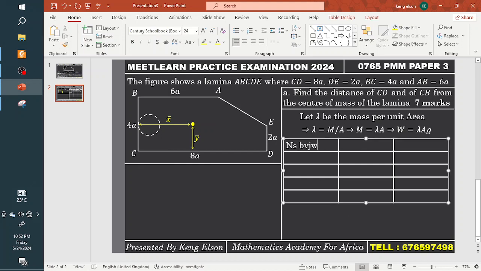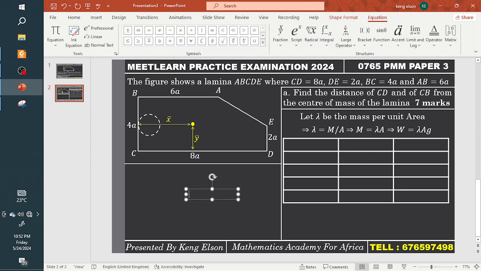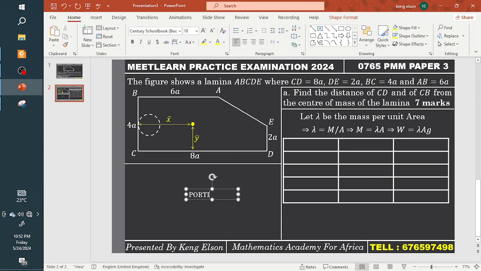I'm not going to write here, no. And I'll tell you why I'm not going to write there. I'll instead take a text box, right? Because I want it to appear. So I'll take portions in bold. Well, I think this one is okay. 20 is okay. Portions, then the width of every portion, then put the width.